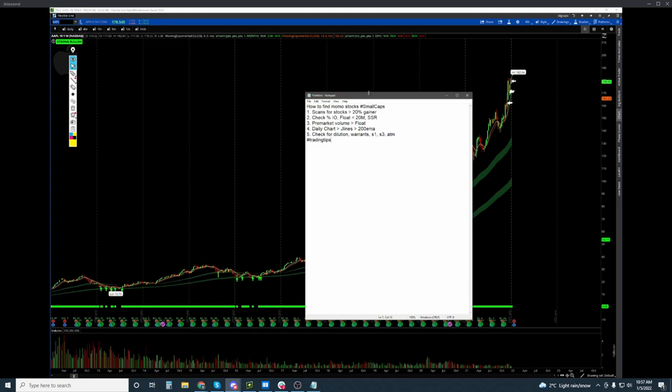These stocks need to have at least 500K volume. Years ago, I would have said 200K, but with this new market, I need to have a huge amount of volume.